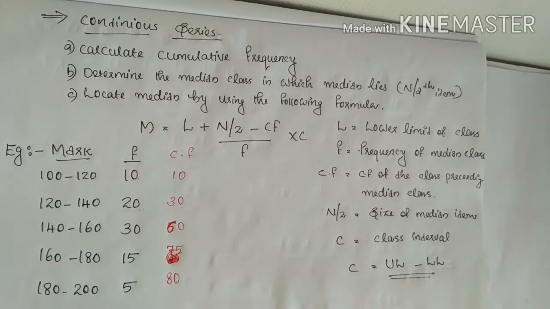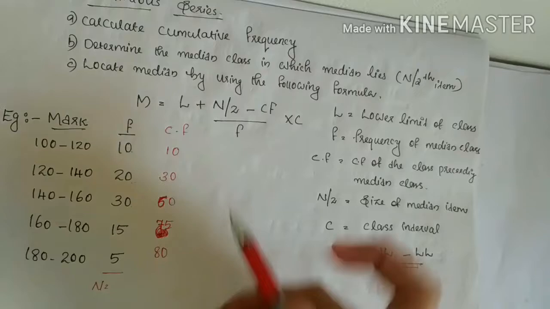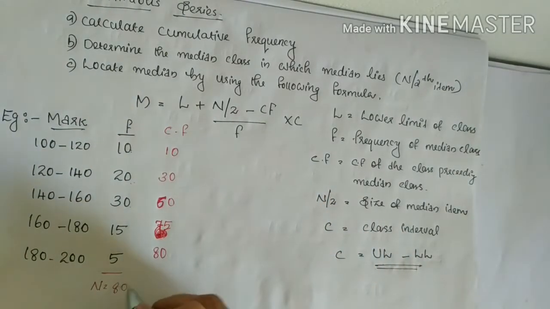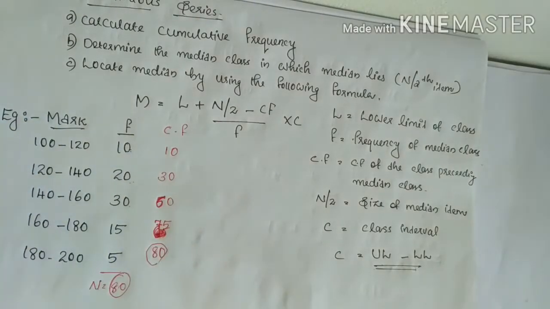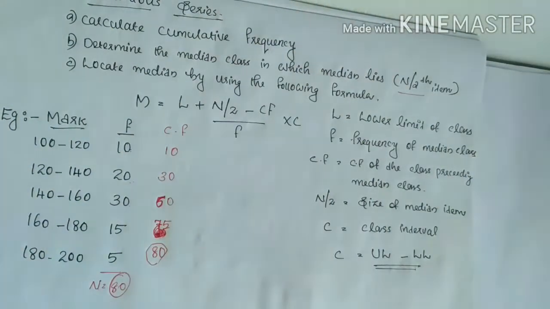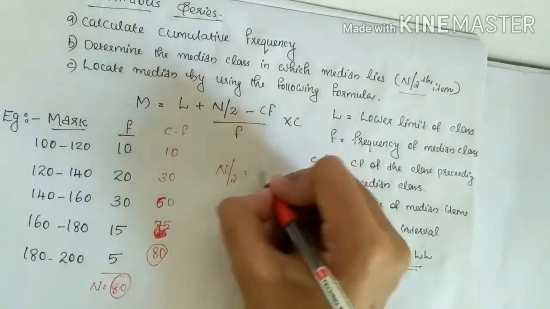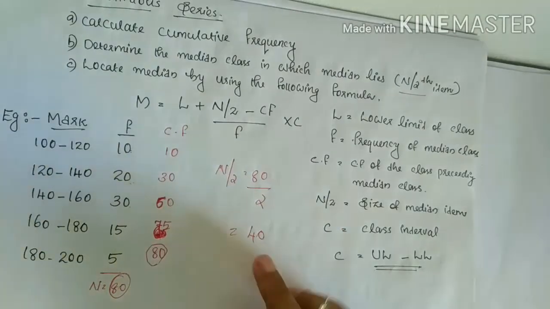After finding the cumulative frequency of the classes, the next step is to find the value of n. N is the total of the frequency column. Here 10 plus 20 plus 30 plus 15 plus 5, that is 80. The total n and the cumulative frequency of the last class are the same, 80. Then the next step is to find the n by 2th item, that is 80 divided by 2, that is 40.